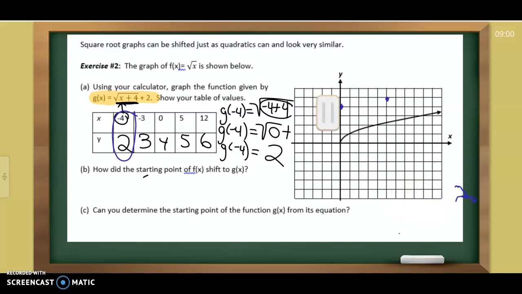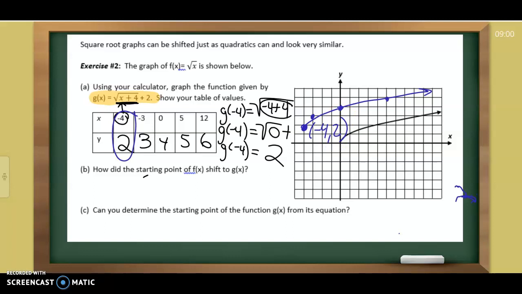And it's got the same shape. Oh boy, what the heck is that? How did I do that? That wasn't good. Same shape, except it has a different starting point. And that's what we're going to kind of focus on here. The starting point, which we said was -4 and 2.